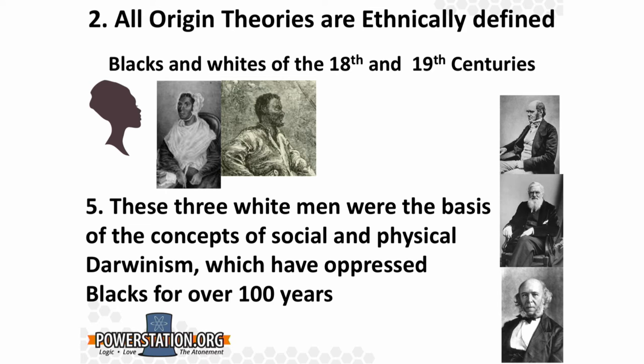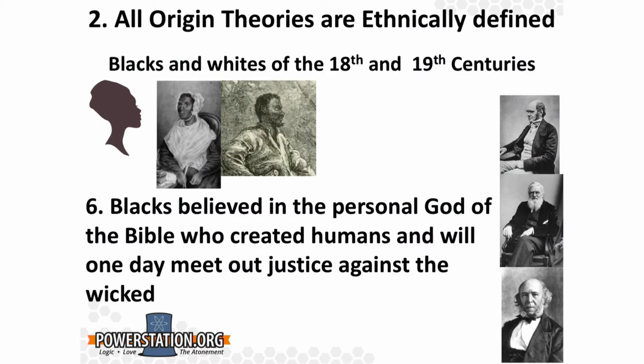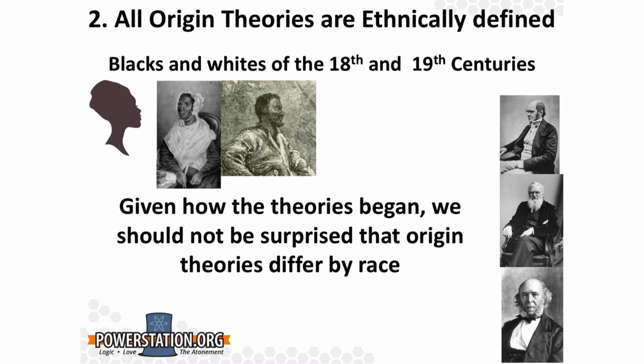It is no wonder that on my campus, I'm not well liked because I tell my colleagues to their face, Charles Darwin was a racist and a liar. He was a racist because of the things he said about my ancestors. He was a liar because he knew before he died that evolution was true and he refused to publish it. He knew that his theories did not hold by observation. Blacks believed in the personal God of the Bible who created humans and will one day mete out justice against the wicked. Given how the theories began, we should not be surprised that origin theories differ by race. They started out differently, and they are still different. Little has changed since the 19th century.